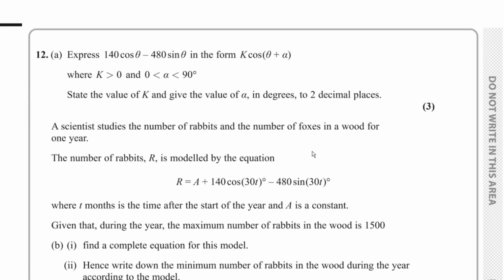Question number 12, Part A. Express 140 cos theta subtract 480 sin theta in the form k cos of theta plus alpha, where k is greater than 0 and alpha is in between 0 and 90 degrees. State the value of k and give the value of alpha in degrees to 2 decimal places.